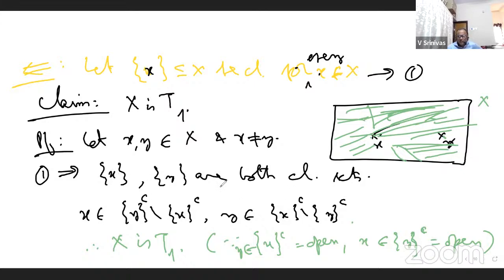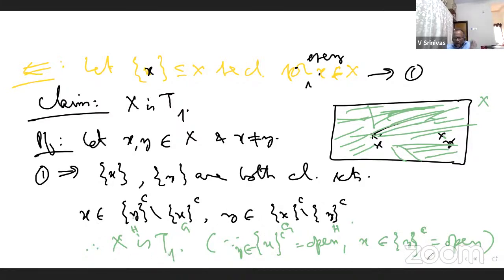Now, once these are closed, their complements will be open. Call this H and call this G. So you have X belongs to H minus G and Y belongs to G minus H, where G and H are open neighborhoods of X and Y. H is an open neighborhood of X and G is an open neighborhood of Y. Therefore your space capital X becomes T1.